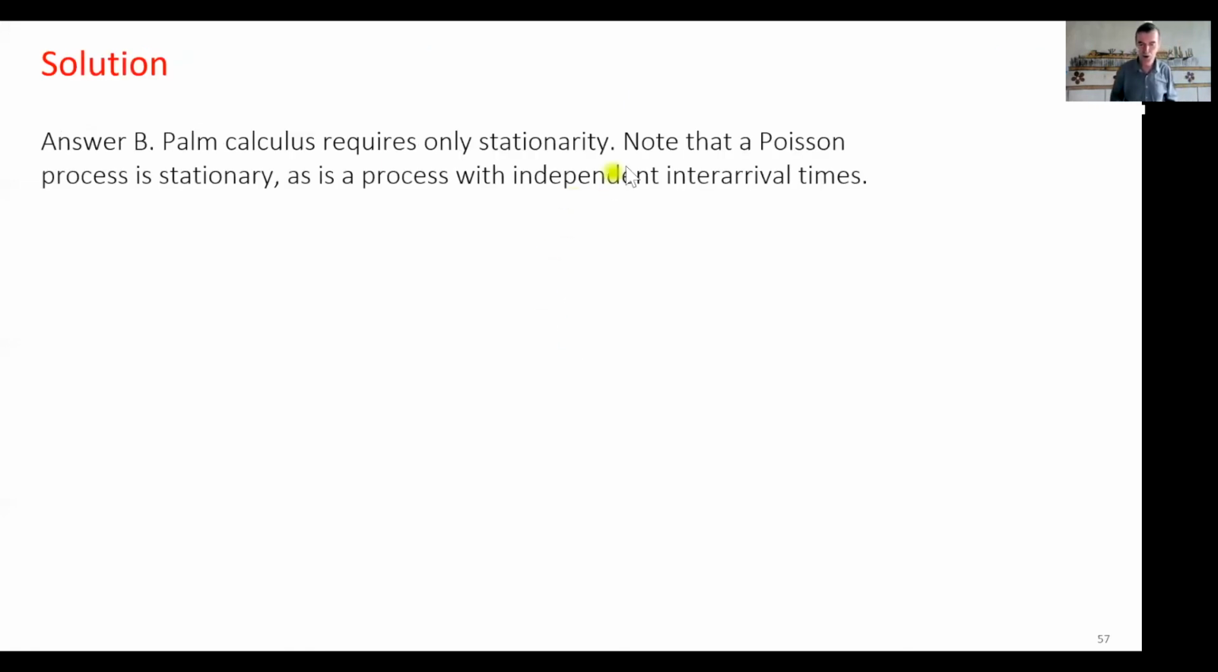Of course, a Poisson process is stationary, so it applies to a Poisson process. If we have a process where the inter-arrival times are an IID sequence, then it will also be stationary. Therefore, this will apply. So it applies to all the 3 cases, but we don't require those specific assumptions. We only require stationarity here. So even if there are correlations and lots of things, this will be true. That's a remarkable feature of the Palm calculus results.